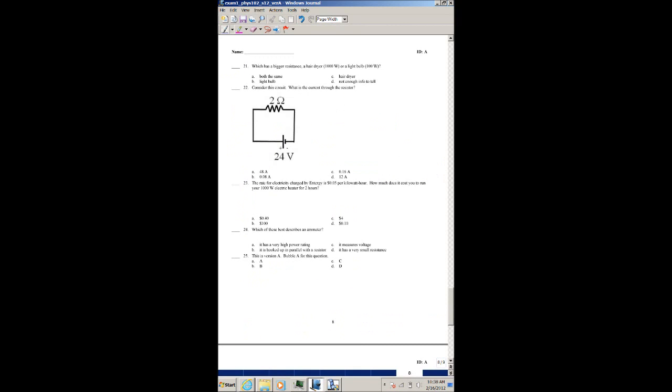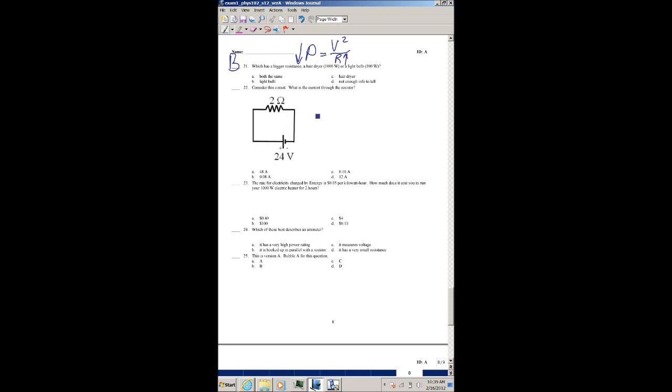Which has a bigger resistance, a hairdryer or a light bulb? The light bulb has less power, so that means that fewer charges are going through it. So it's harder to push electrons through the light bulb, so it has a bigger resistance. So the answer is B. Or you can say that P is equal to V squared over R. The one with the bigger resistance has the smaller power, so the light bulb has the smaller power.